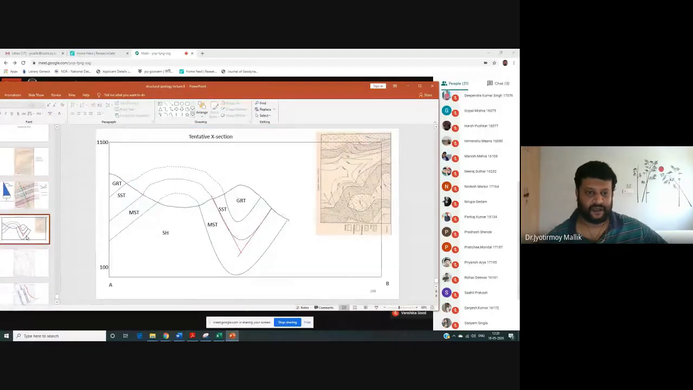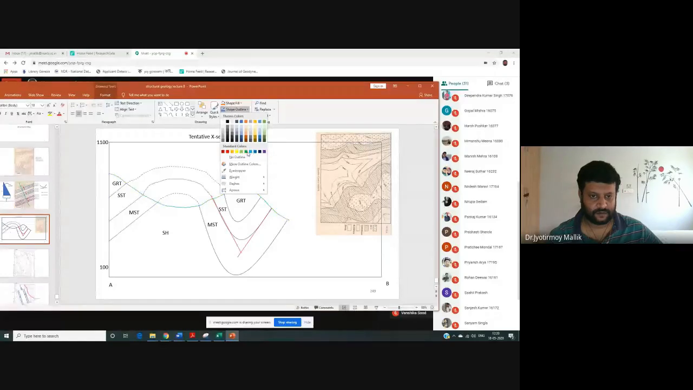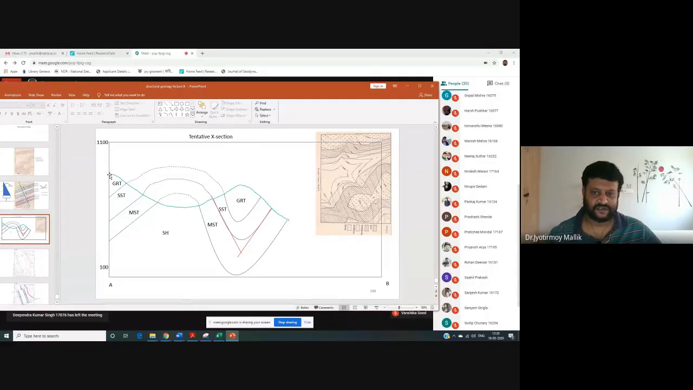So I have tried to draw the topography very simply. Say, for example, this line in a different color. So this green line is my topography. It's a rough topography that I have drawn just by looking at the map. You will do a better job when you actually create that topography. You can see it starts with a higher value, around 900 feet, and then it goes somewhere around 400 feet.